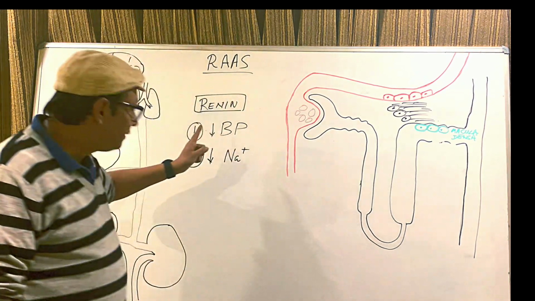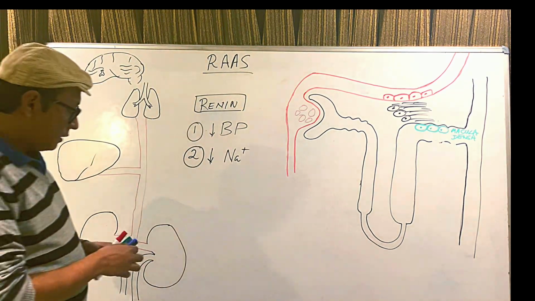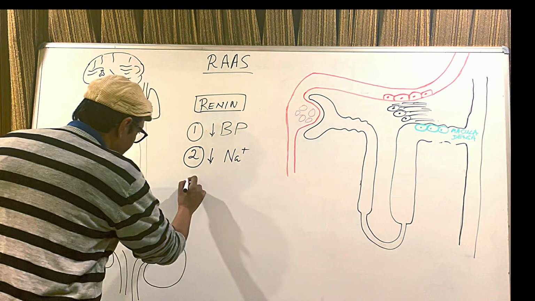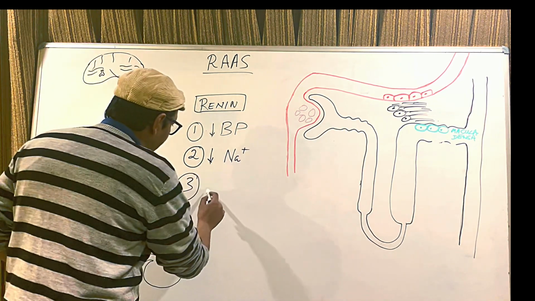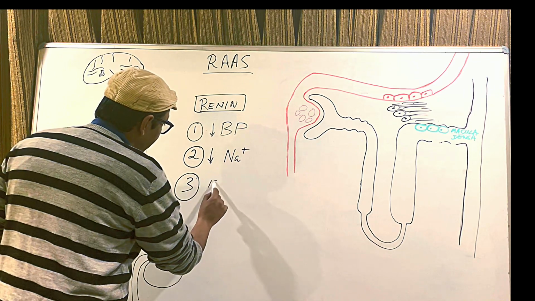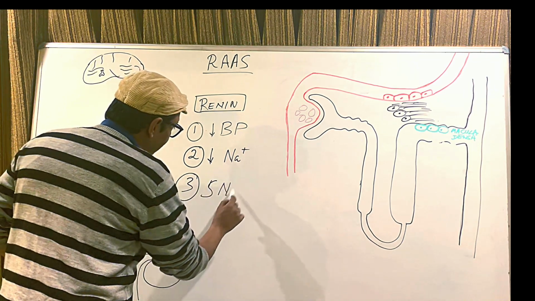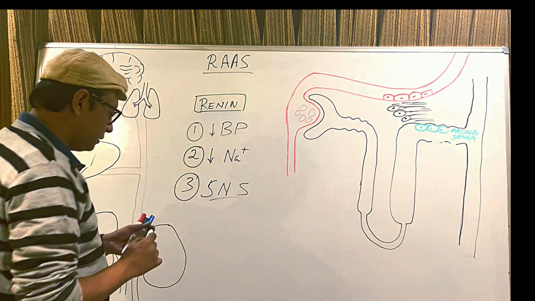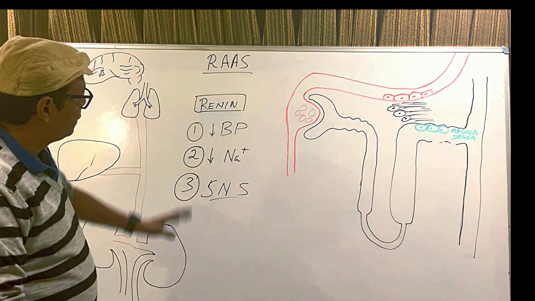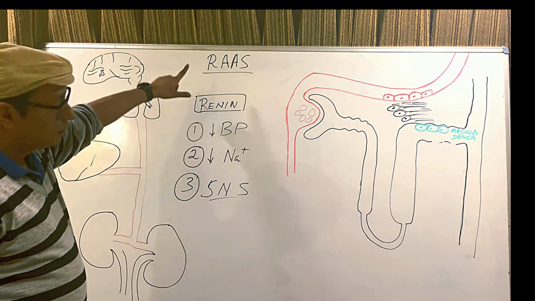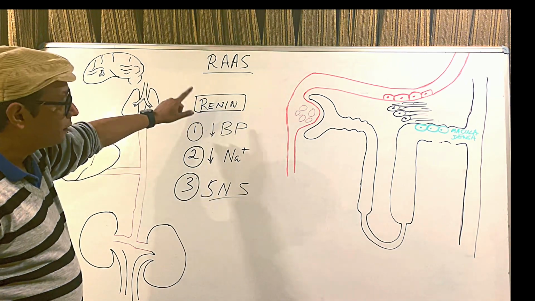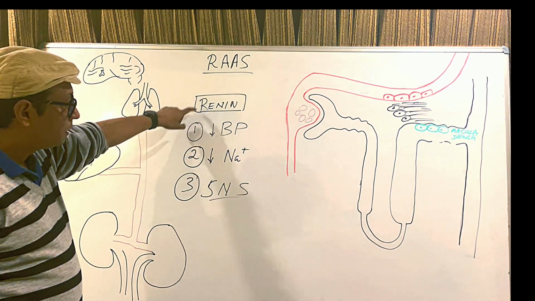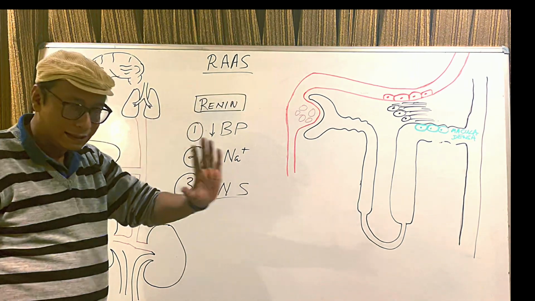So these are the three reasons why renin will be secreted, or the RAAS system will be activated. Last, we have the sympathetic nervous system. So these three reasons can trigger the RAAS, or in short, can trigger the renin release. Now what about the others? Now we'll see what happens.